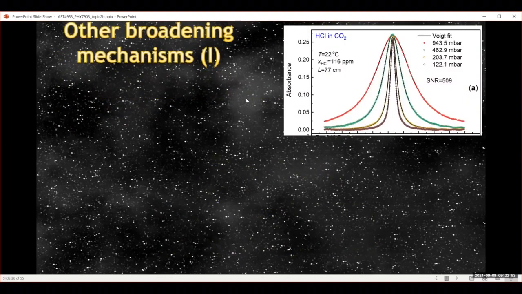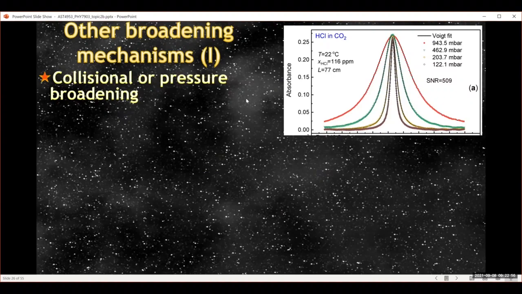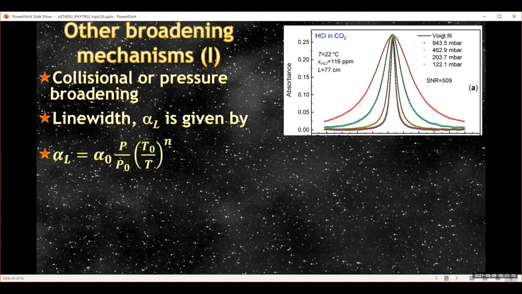There are some other broadening mechanisms. The one that is most commonly used in astronomy is the collisional or pressure broadening. In this case, we've got a line width, and you can see here in this figure, which is actually looking at something in a gas phase, that as the pressure goes up, this line gets wider and wider. The line width is given by this alpha L, and alpha L is then related to both the pressure and the temperature.